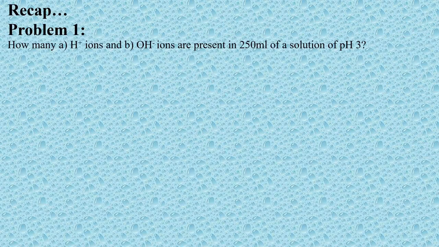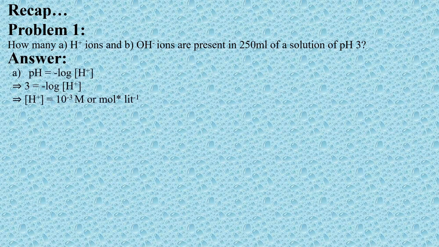Problem 1 was that we have to identify the hydrogen ion and OH minus ion present in 250 ml of a solution of pH 3. So pH is given, so we can easily identify the H plus ion concentration by using pH is equal to minus log of H plus concentration. pH is known, it is 3. So we have to identify the hydrogen ion concentration.